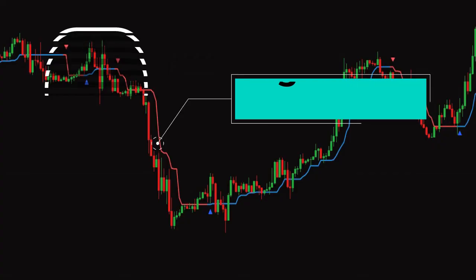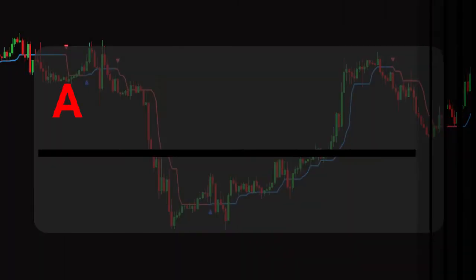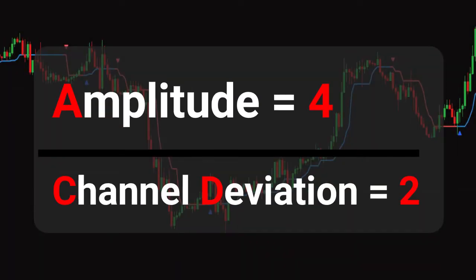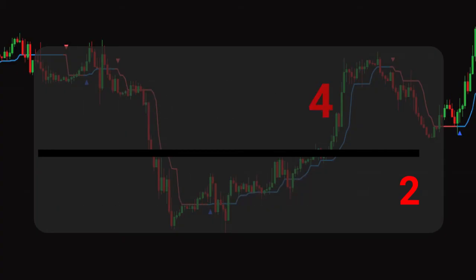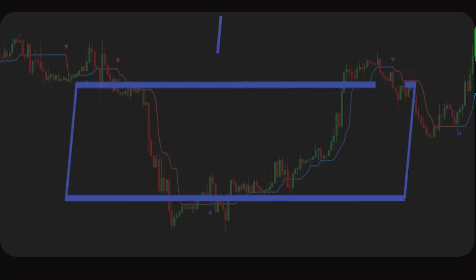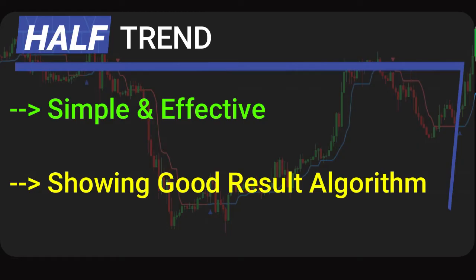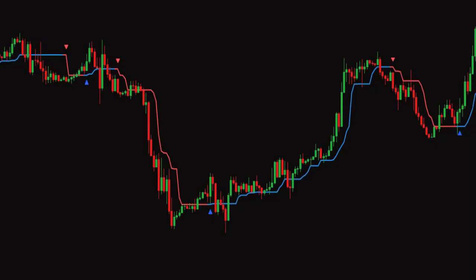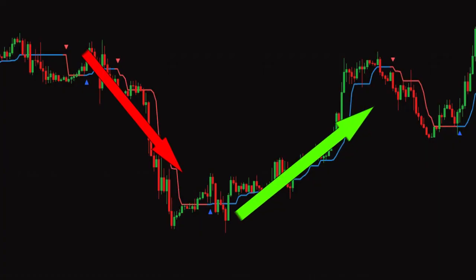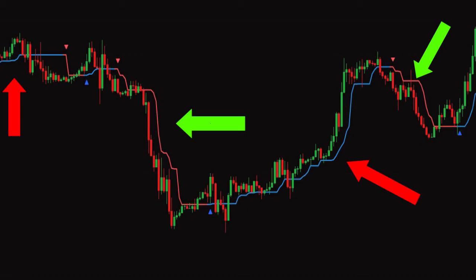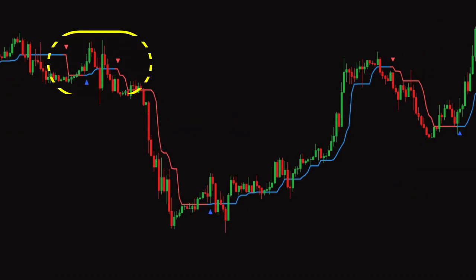And for better trade, change the half-trend amplitude setting to 4 and channel deviation to 2. The half-trend indicator is one of the simplest, but at the same time effective algorithms, showing good results. Its main function is to generate a signal when the market trend changes. The indicator is a solid line that changes color when the market trend changes, and then arrows of a certain color and direction are formed at the trend change points.